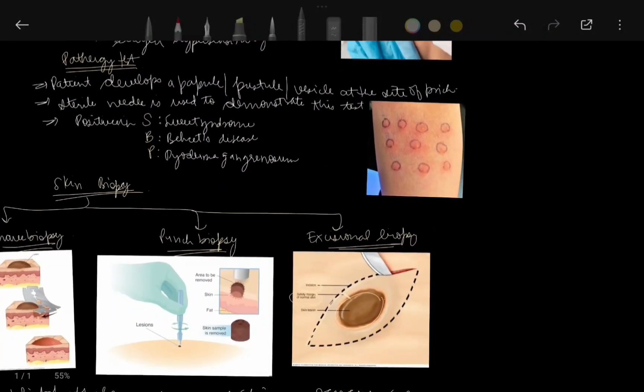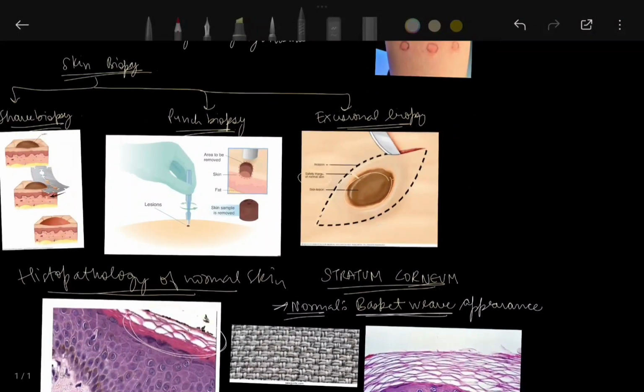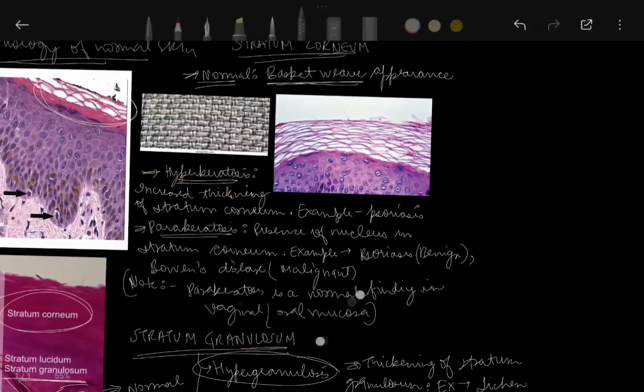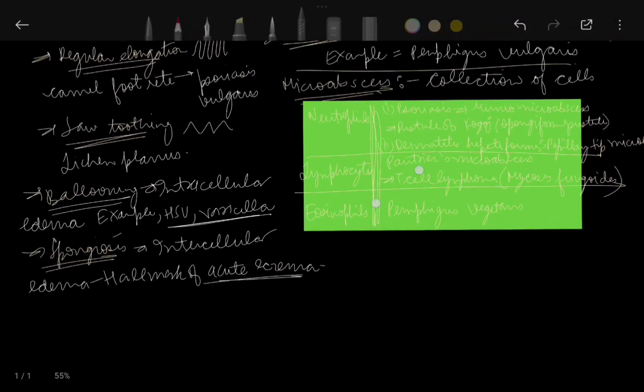Pathergy test. For this, we had a mnemonic SPP: Sweet syndrome, Behçet's disease, and pyoderma gangrenosum. Skin biopsy was of the following types: shave biopsy, punch biopsy, and excisional biopsy. And histology of normal skin and related pathologies with each layer, rete ridges and the related pathologies.